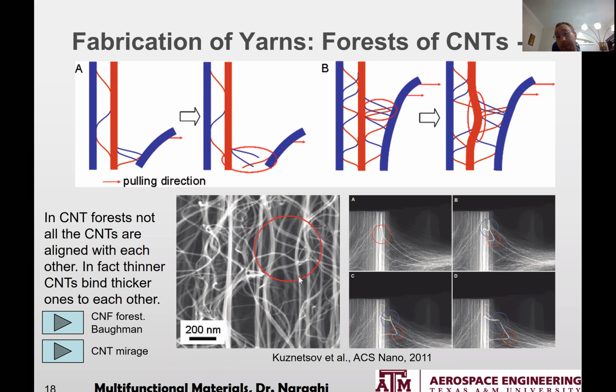So, if you look at the side view of a forest, you'll see something like this. Carbon nanotubes are not all aligned like that. In fact, there are some carbon nanotubes that go in the lateral direction. And that makes it interesting, because those that go in the lateral direction are those that allow this pulling to happen. Look, A, B, C, D. You're pulling on this side, and there's something lateral, not entirely straight, and it pulls on the rest of the forest, and this process continues.